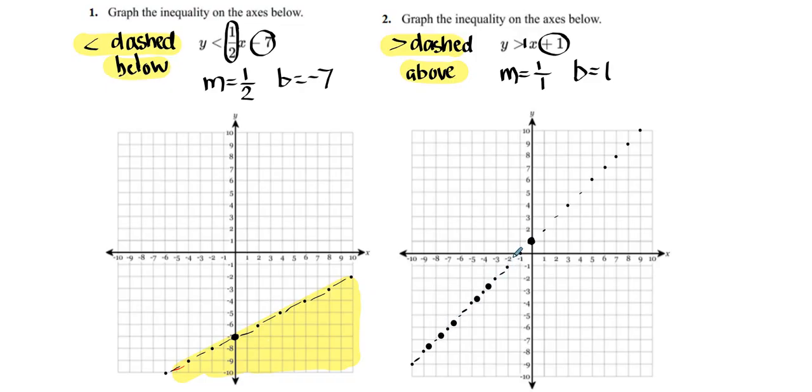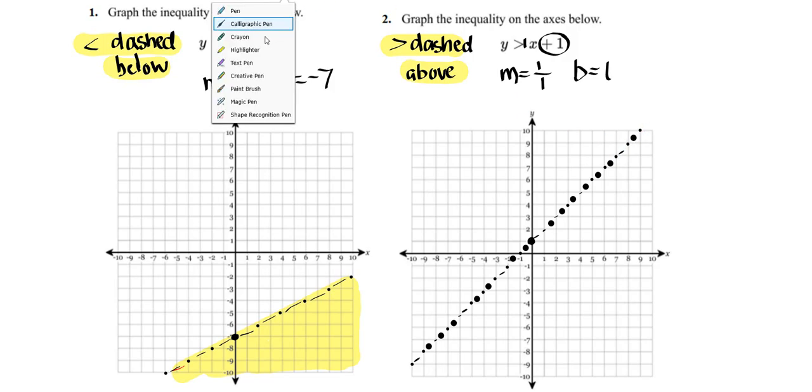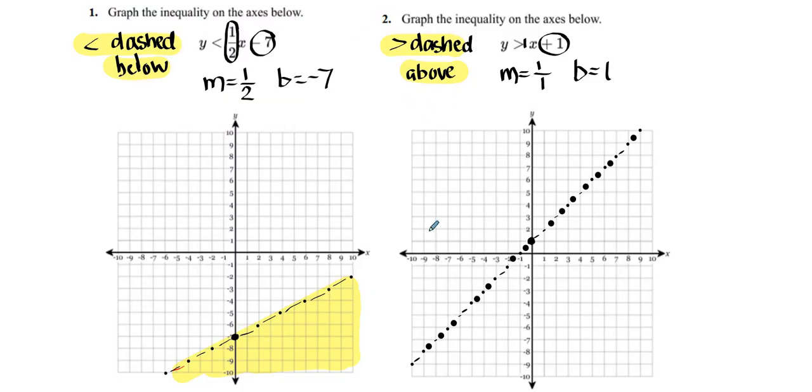That's basically just what you want to understand: this cannot be a solid line, because if it was, then any value that you'd say is right on the line would be a true statement, but in this case it's not. All right, let's switch over to the highlighter, and it's going to be dashed and above, so I'm going to shade everything above this line to the best of my ability.